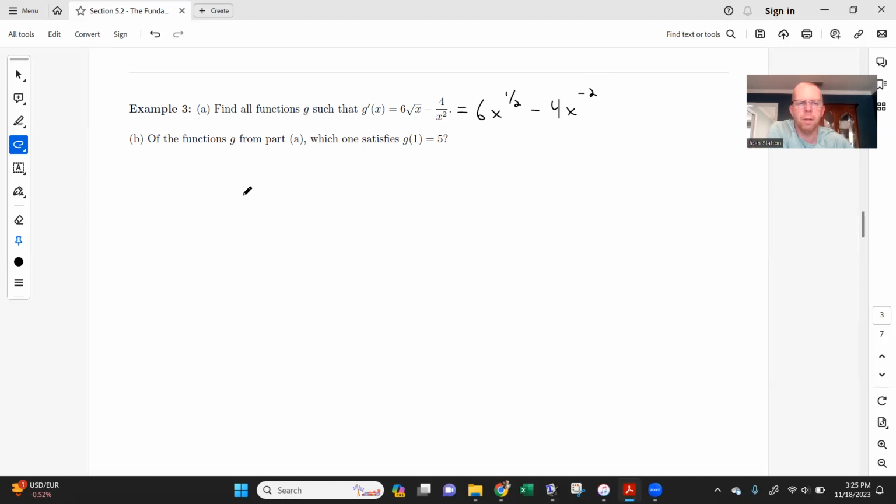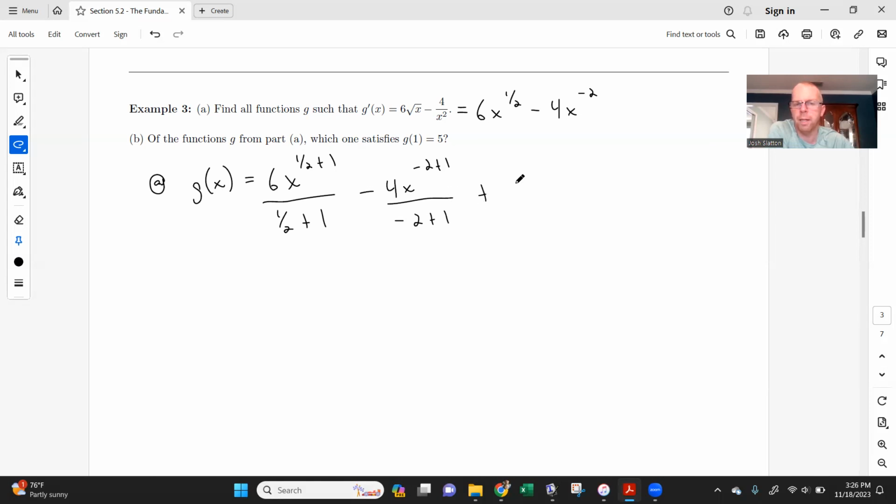So g of x, this is part A. G of x is going to be, we'll kind of do this in 2 steps. You should get to where you can do this without having to do this step. So we're going to add 1 to the exponent and then divide by the new exponent. And then we're going to have to add a constant. And so this is 6 divided by 3/2, that is going to be 4x to the 3/2.